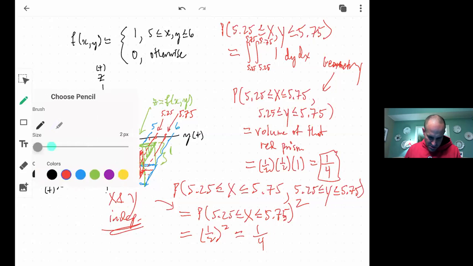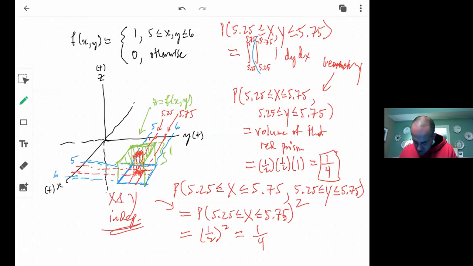The way you do this, just so that you recall, is you do the innermost integral first. The antiderivative of 1 dy is just y. I would plug in 5.75 and 5.25 and get 1/2. Once you have that number, you can pull it out and integrate the other one, 1 dx, and you would get another 1/2. So this would be 1/2 squared, which is 1/4. So this is a way that you can do it using just double integration, just to make sure we're all on the same page here.